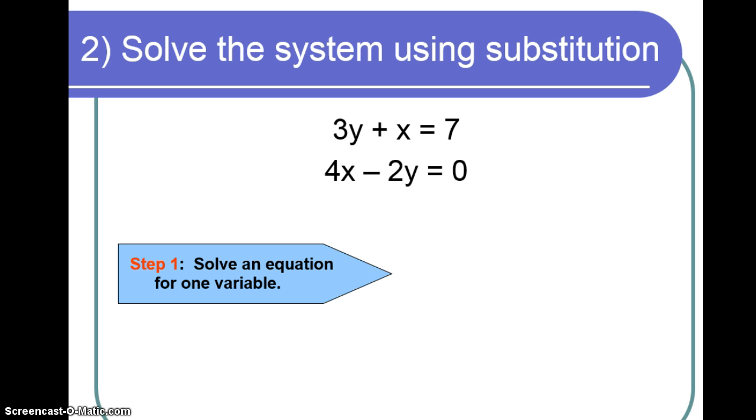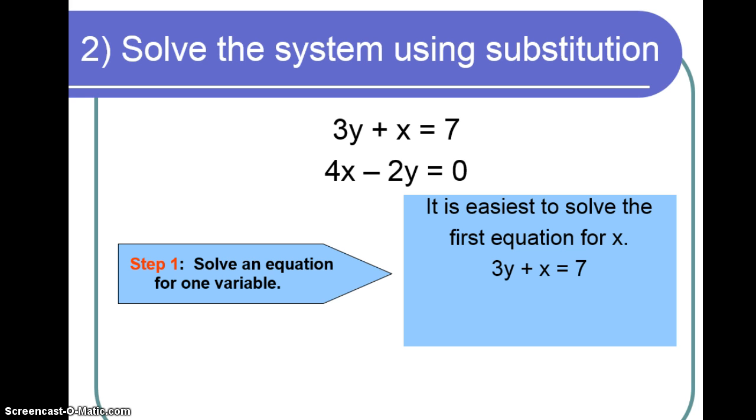At this time, we do not have an equation that is already with one variable by itself. With that said, we do have an equation that it would be easy for us to use our mathematician magic and solve for one variable. The one that would be easier is the one that has x by itself. So 3y plus x equals 7 is going to be the easiest one to solve. And at this time, we're still in charge, so we can choose which variable we want to solve for.